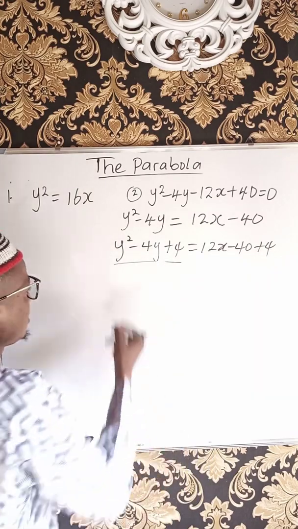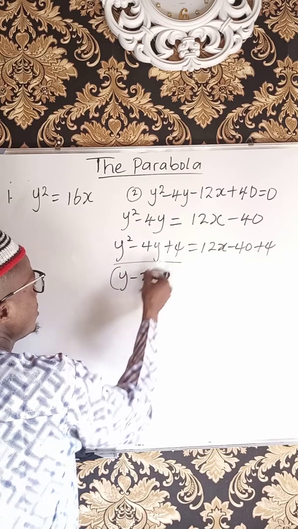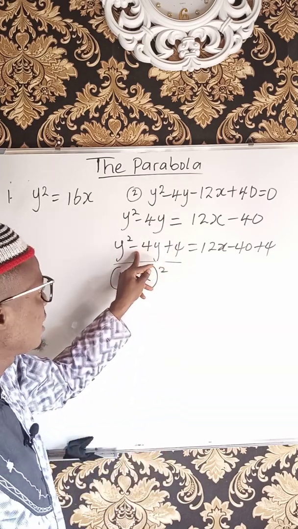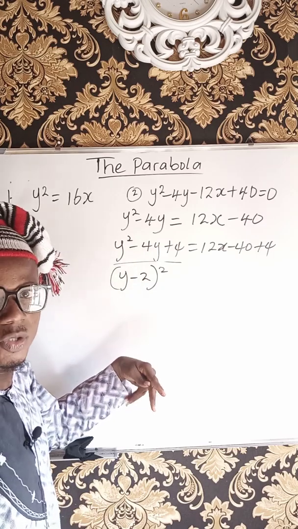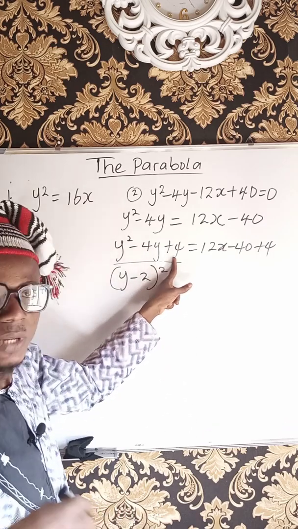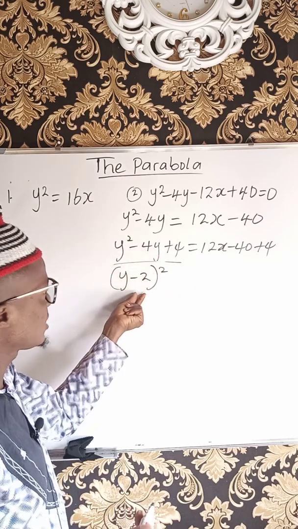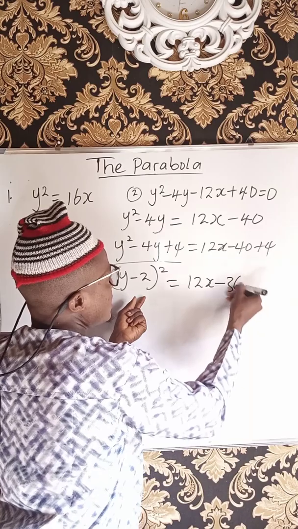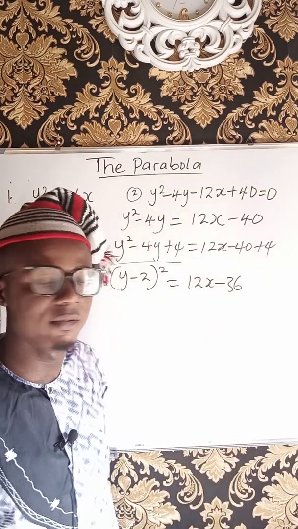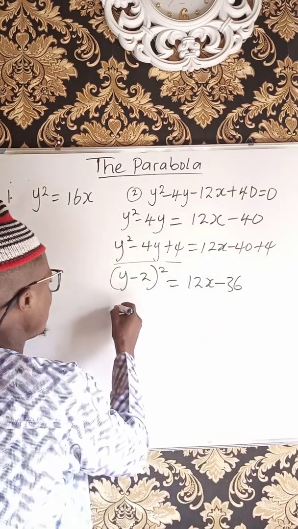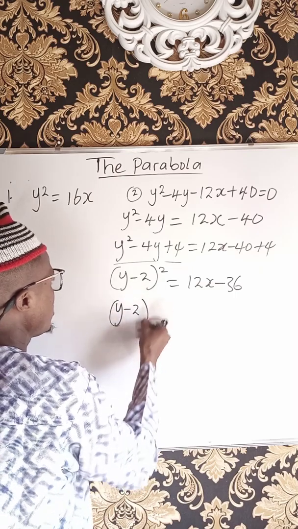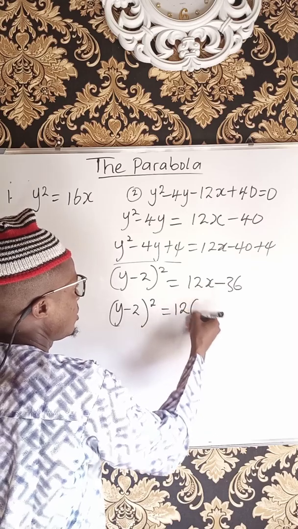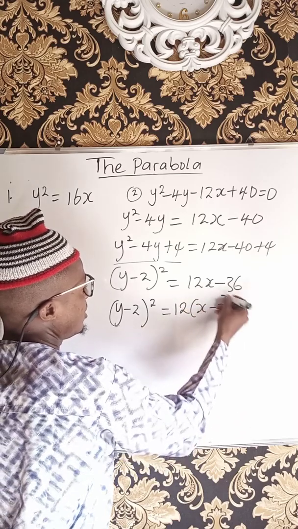I can factor it out. This is the same thing as y minus 2 all squared, because two numbers you will multiply to get 4 and add to get minus 4 is minus 2. Minus 2 times minus 2 is plus 4, and minus 2 plus minus 2 is minus 4. That is how I got this. Equals 12x minus 36, because minus 40 plus 4 will give us minus 36. So we have y minus 2 all squared equals, 12 can be factored out here, 12 into x minus 3.